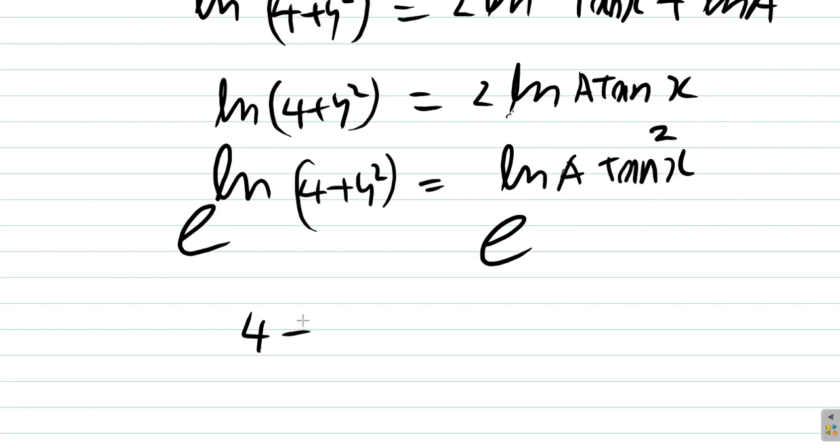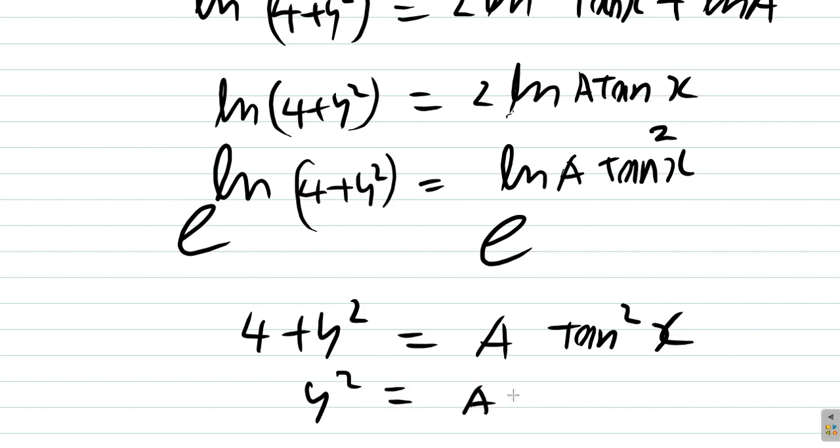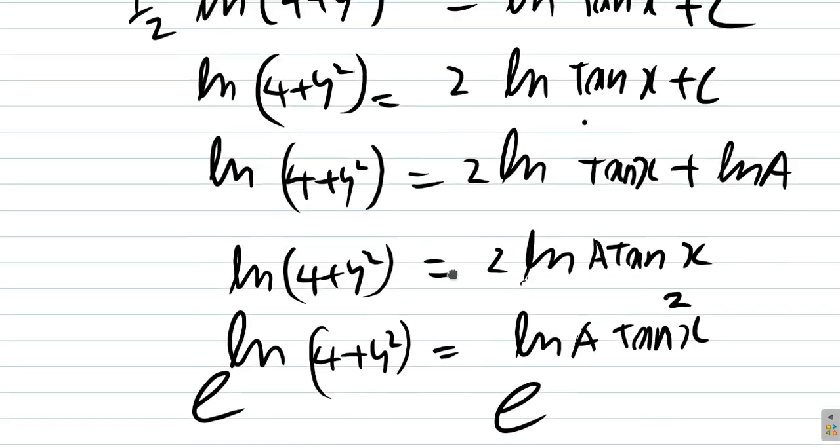So therefore 4 plus y squared is equal to a tan squared x. So now we could say y squared is equal to a tan squared x minus 4. Alright, if you want, you could even write it as y equals square root of a tan squared x minus 4, or whatever the case is. But y squared is a tan squared x minus 4. Alright, so that's our solution. Or I could say the simplified solution.